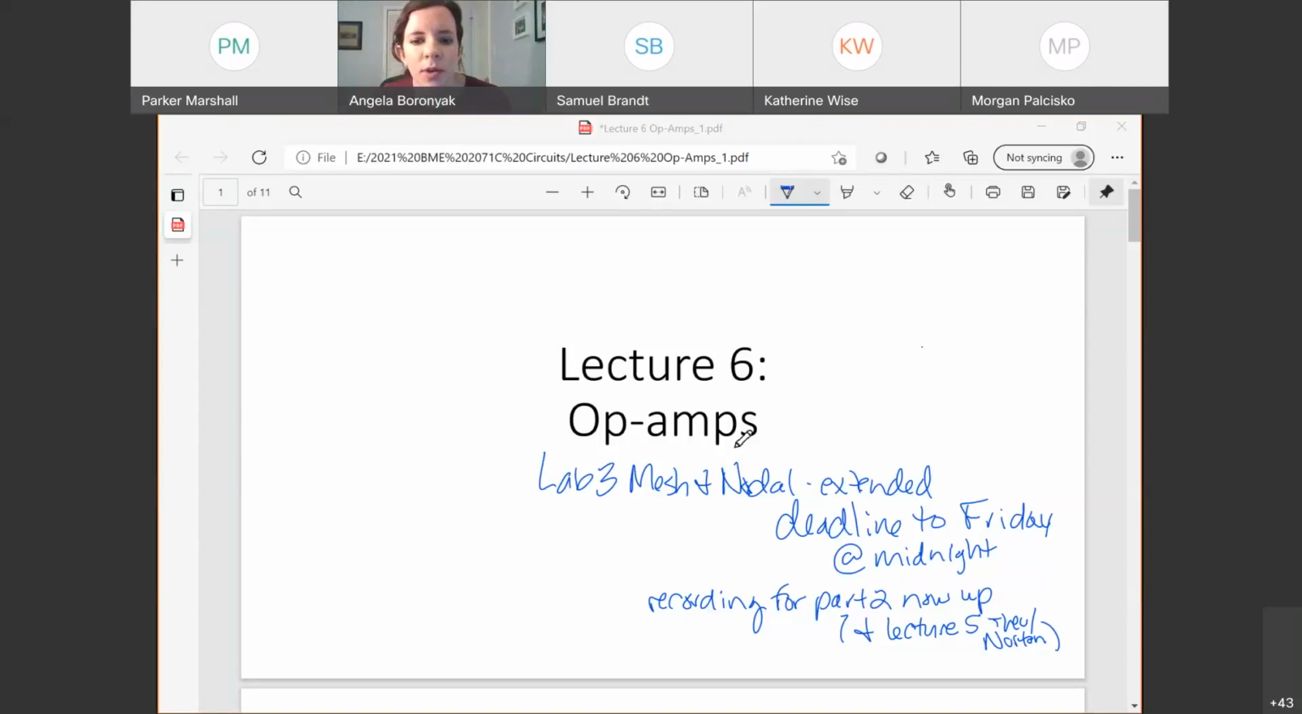So as I just wrote there, your lab 3, your mesh and nodal analysis, where you had the 2 parts, we did it over 2 weeks. One part you were doing and analyzing in theory using a computer program. And the second part you needed to do by hand using our Cramer's rule.